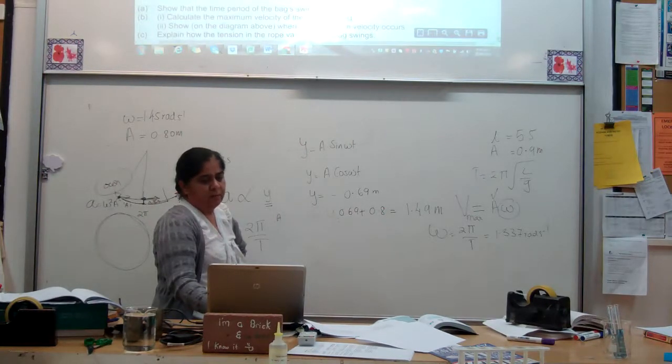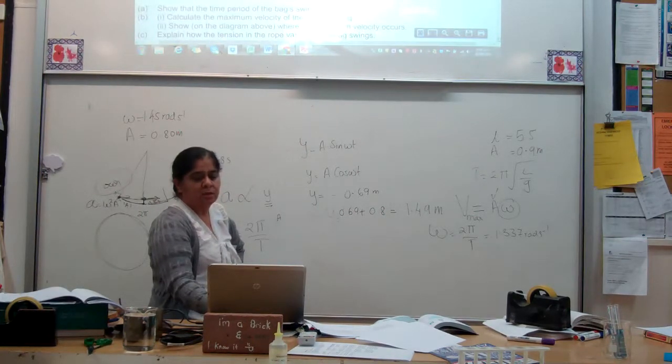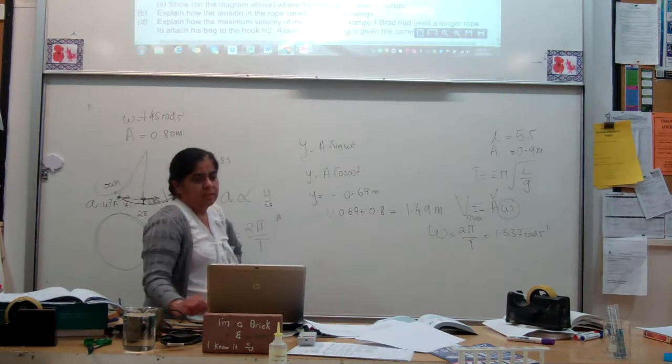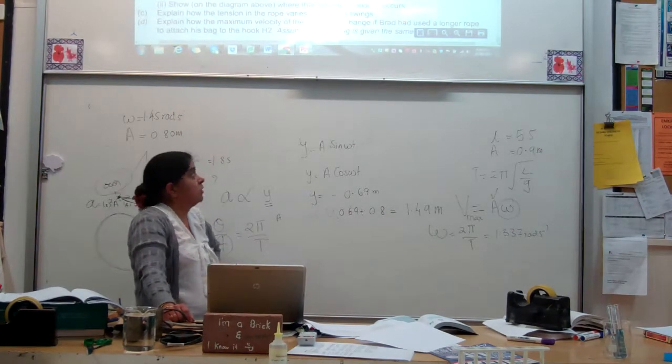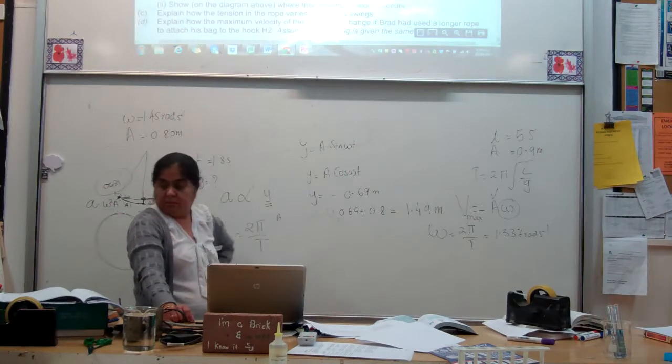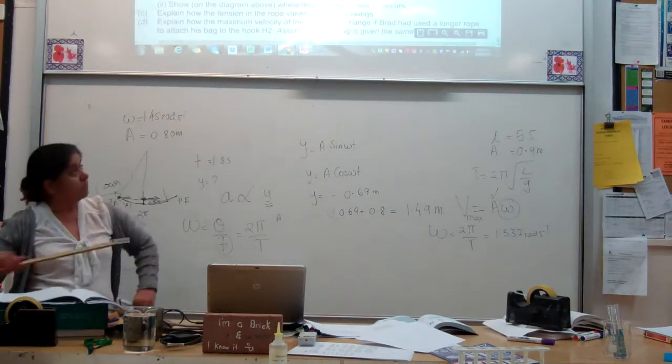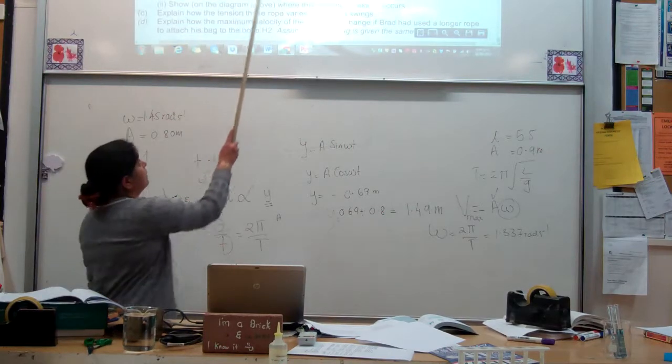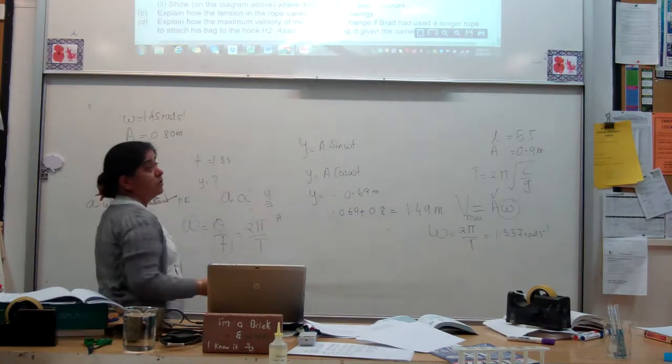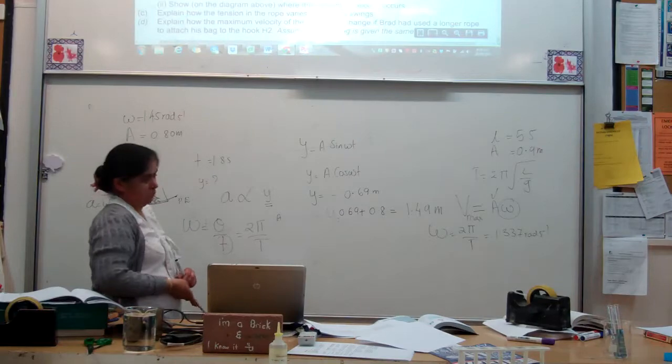Show on the diagram where his maximum velocity occurs. Easy? Is there anyone who finds this difficult to show on the drawing where his maximum velocity is? 1, 2, 3. So wait. 2. Yes.